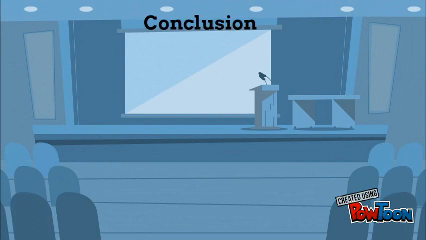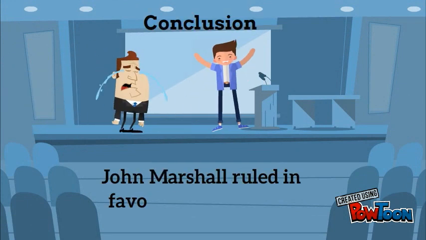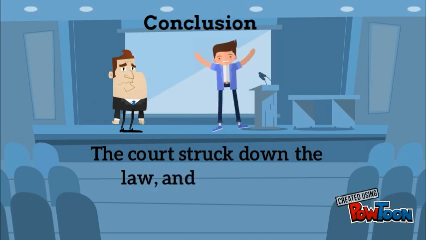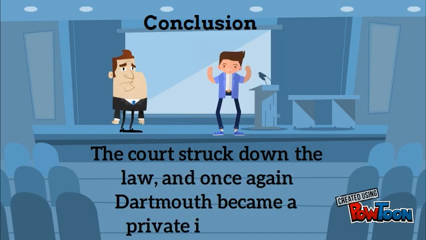In conclusion, John Marshall ruled in favor of Webster and Dartmouth. In a 5-1 vote, the court struck down the law, and once again Dartmouth became a private institution.